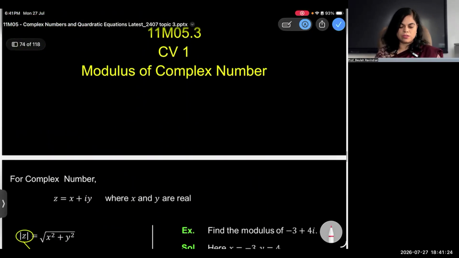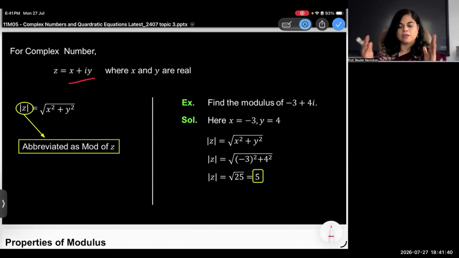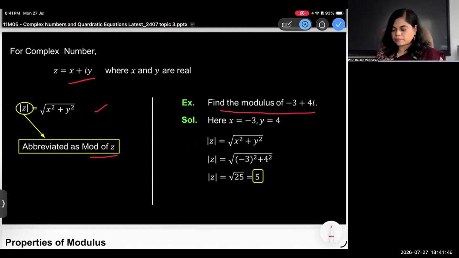Then we'll move on to the modulus of a complex number. What is the modulus of a complex number? If there is a complex number, you need to take the sum of the square of the real part and the square of the imaginary part, in a root. That is abbreviated as modulus of z. So find the modulus of this: take the real part and the imaginary part, square them, sum them, and then put it in the root.